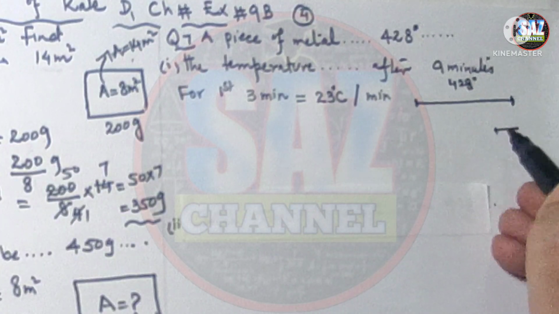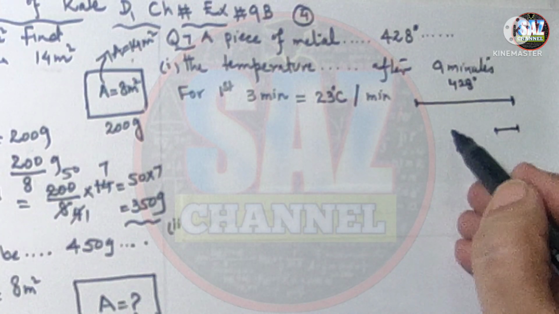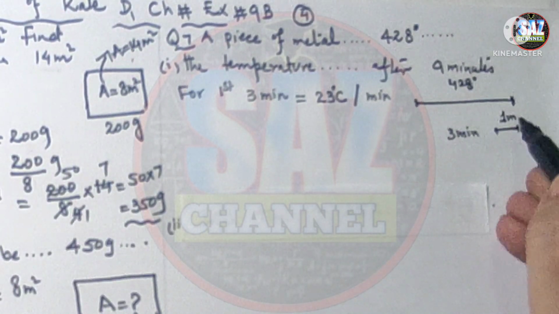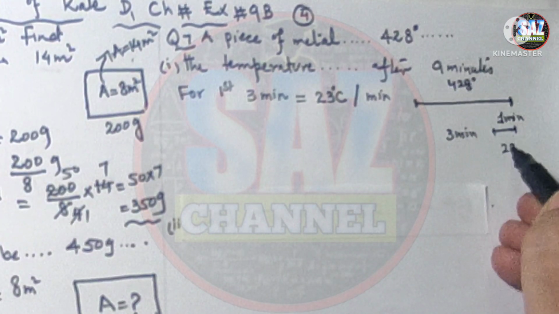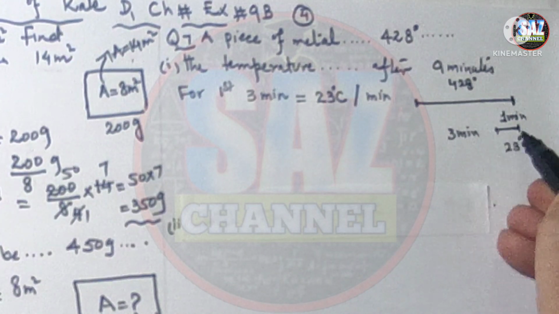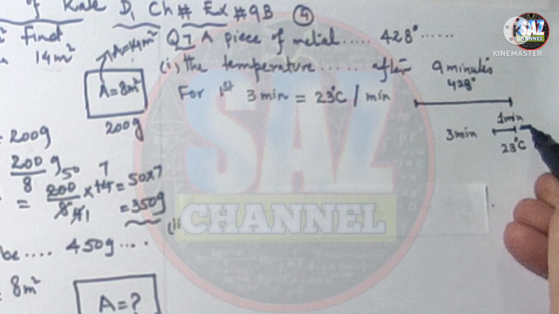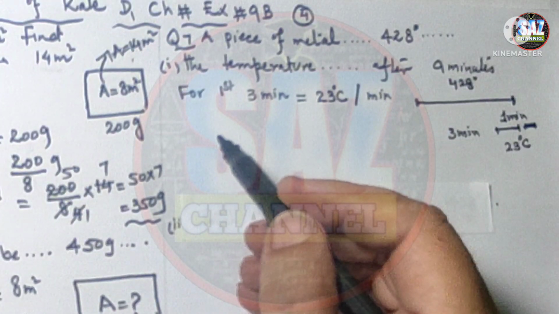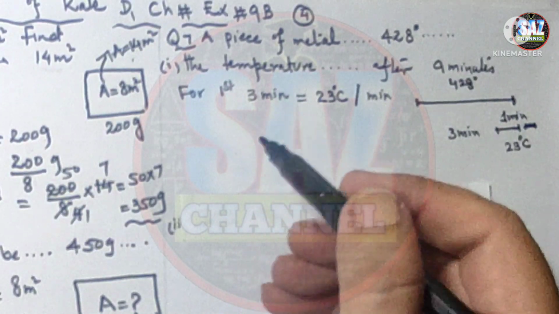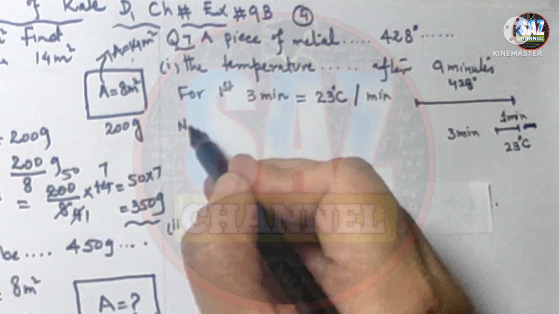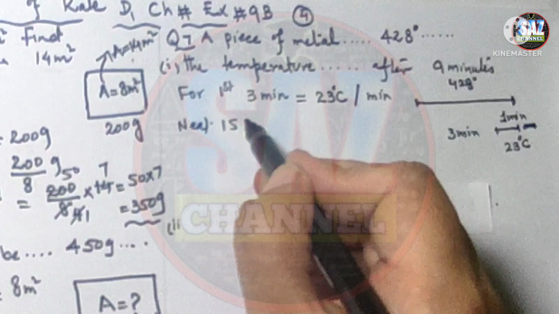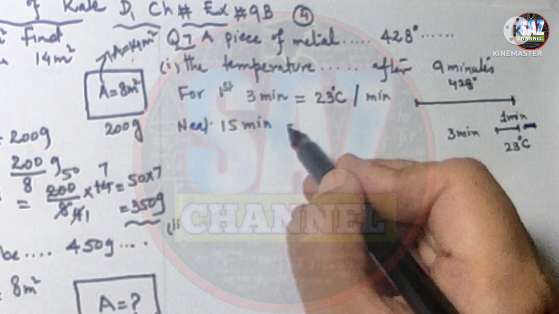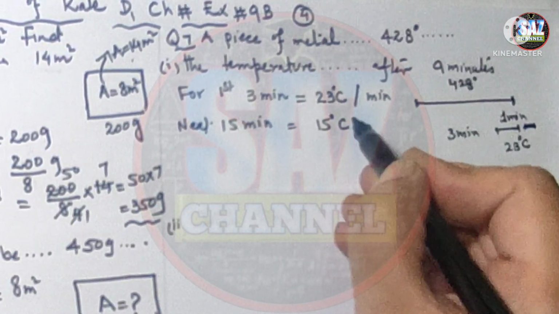Okay, this is 1 minute. First 3 minutes, and in 1 minute the temperature is going how much down? 23 degrees centigrade. As this is falling, I am putting a minus sign, reducing. And for the next 15 minutes, what is happening? It is falling 15 degrees centigrade per minute.